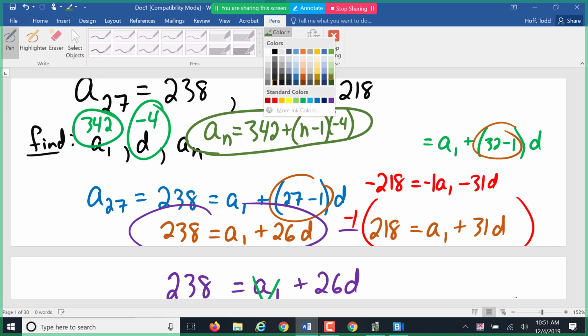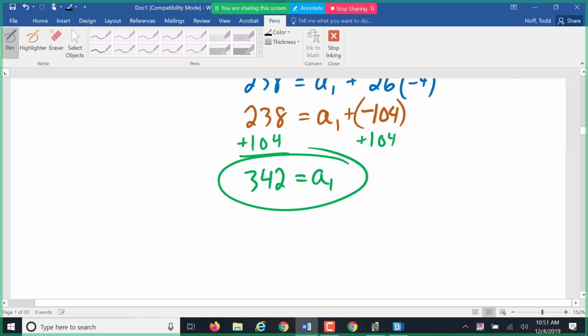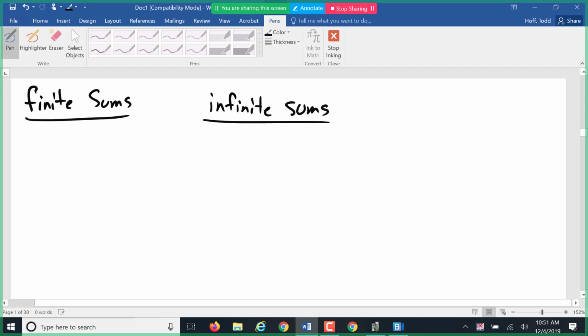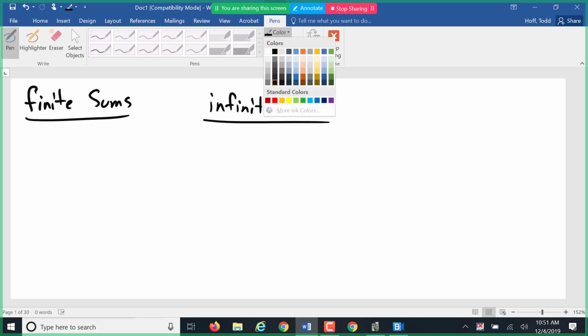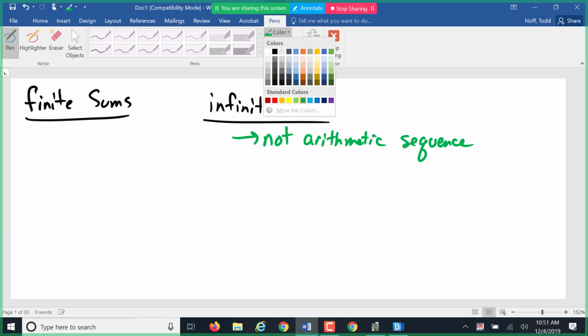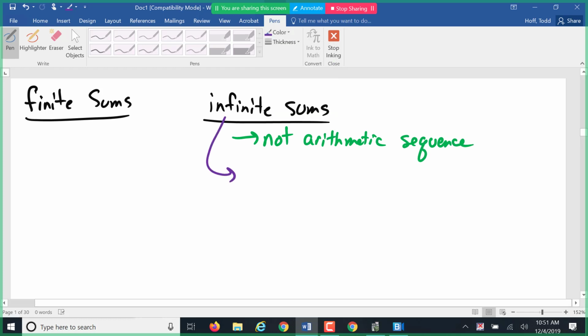Let's take some time to talk about sums of an arithmetic sequence. There are finite sums and there are infinite sums. A finite sum is just that: it's for a set number of terms that get added together. We can always do a finite sum of any sequence, being more or less work, but we can always do it. Infinite sums, however, cannot be done with arithmetic sequences. In order to do an infinite sum, a sequence must be what we refer to as a converging sequence.